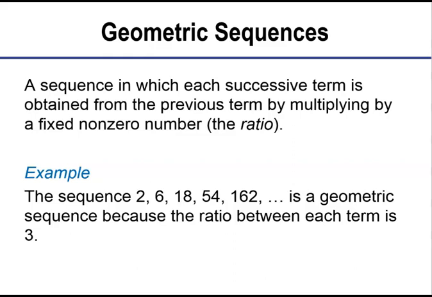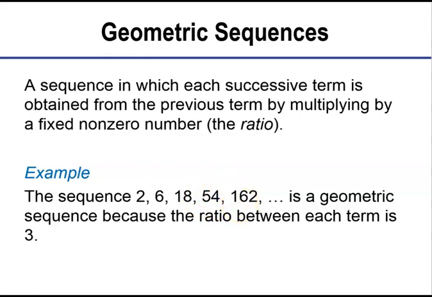Next, we want to find a geometric sequence. Notice this is a sequence in which each successive term is obtained from the previous term by multiplying by a fixed non-zero number. So it's like a ratio you're multiplying by. It doesn't even have to be a whole number. For instance, the sequence 2, 6, 18, 54, 162 is a geometric sequence because the ratio between each term is 3. You see that? We did 2 times 3 is 6. 6 times 3 is 18. 18 times 3 is 54. 54 times 3 is 162.